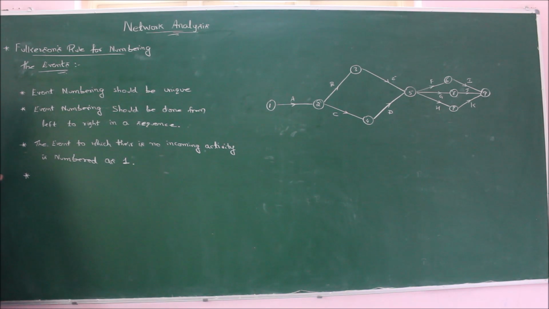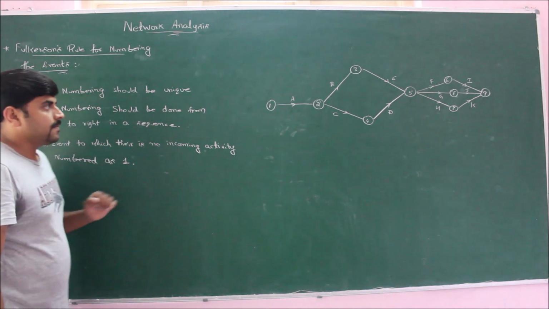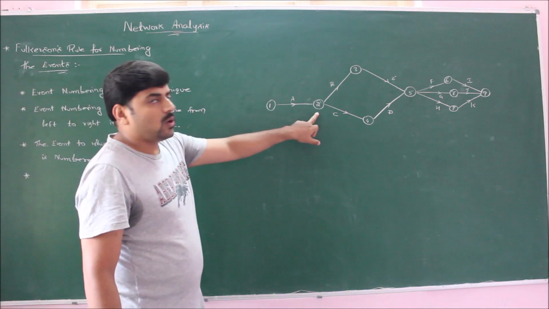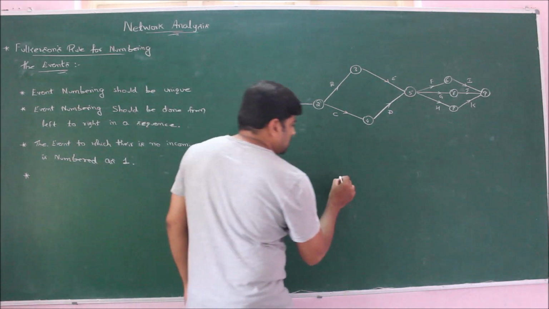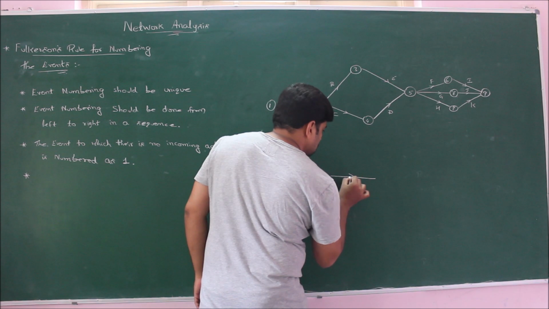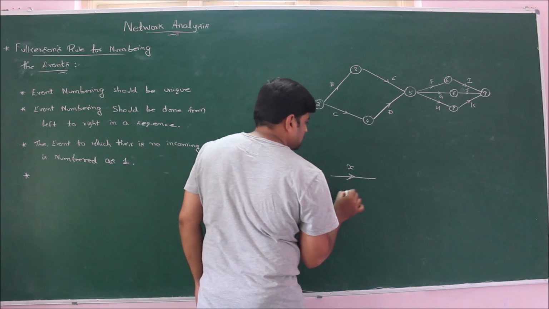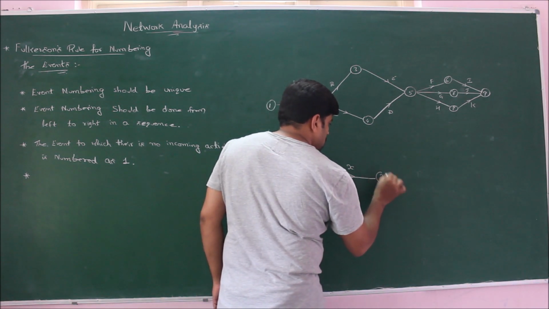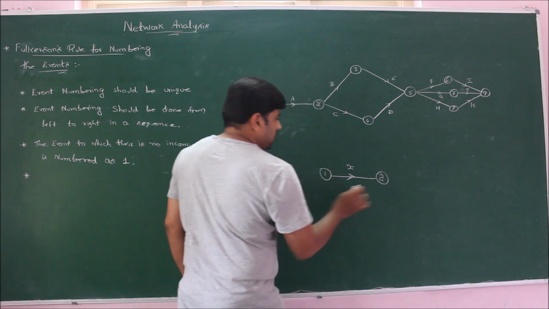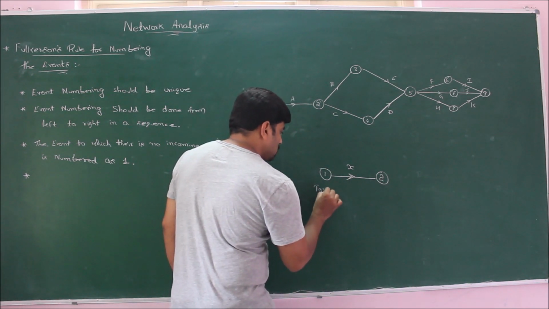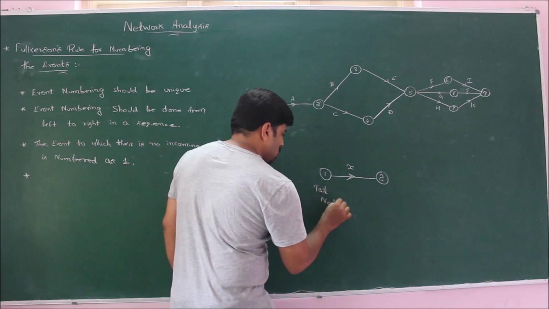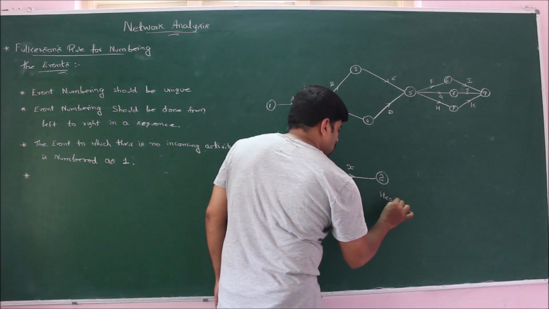The next Fulkerson rule states that the number of the head node should be higher than the tail node. So if I consider an activity, let us say the activity is X, then the head node should have a higher number compared to the tail node. So this is the tail node and this is the head node.